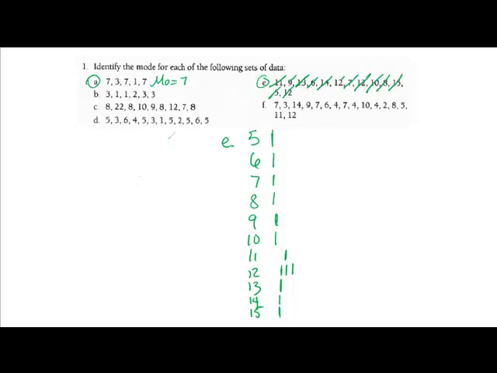So, after going through all that, I've got a little bit of a sideways bar chart here. If I was better at this, I would have written them all in a straight line. I have 3 12s. I have 1 of every other number. So for E, the mode equals 12.